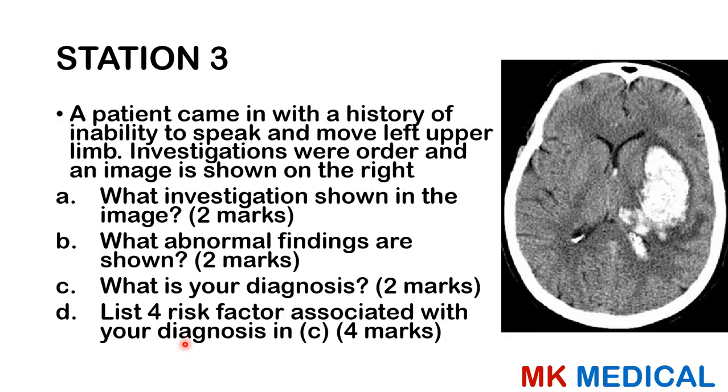Then we'll come to station 3. A patient comes in with a history of inability to speak and move the left upper limb. Investigations were ordered and an image is shown on the right. What investigation is shown in the image? What abnormal findings are shown? What is your diagnosis? List 4 risk factors associated with your diagnosis in C. You may pause the video at this particular moment, and here comes the answer.